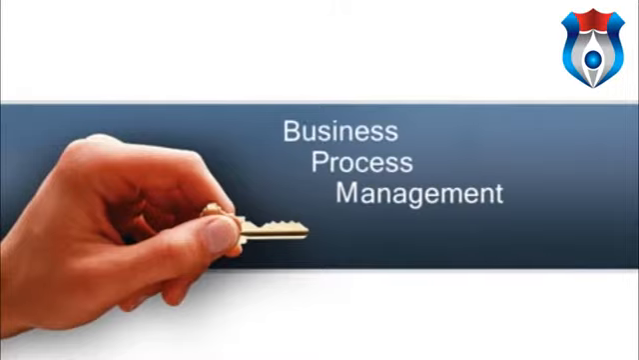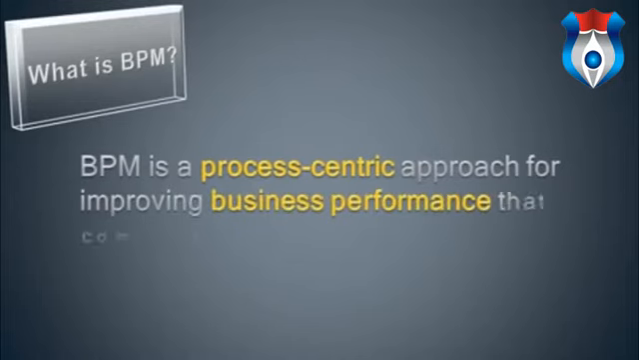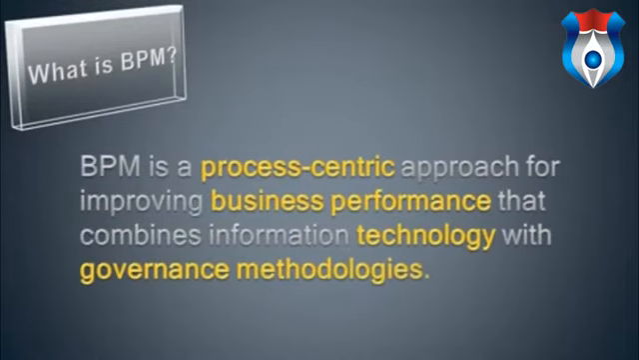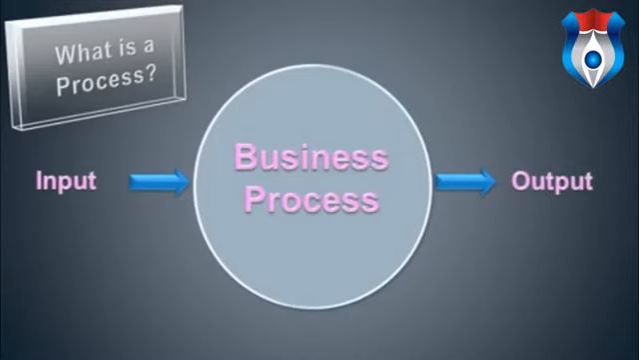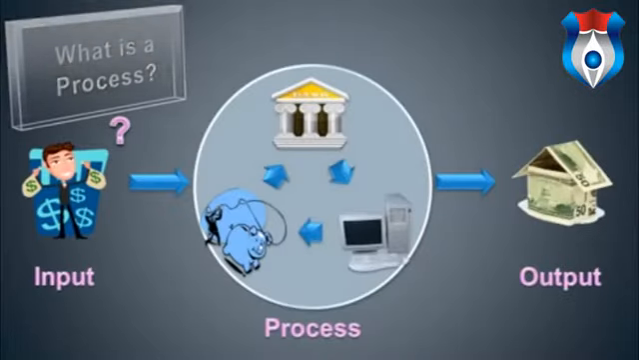Business process management. Business process management is a process-centric approach for improving business performance. It combines information technology with governance methodologies. So what is a business process exactly? A business process is essentially a standardized way to convert a set of inputs into a desired output that a customer would find valuable. An example would be a loan application at a bank.